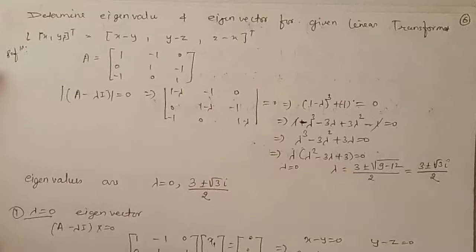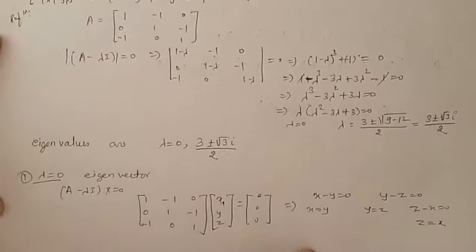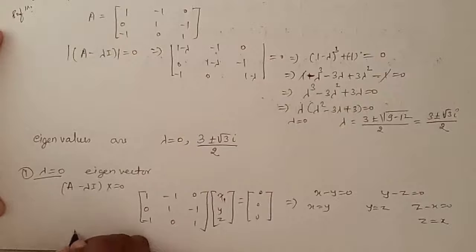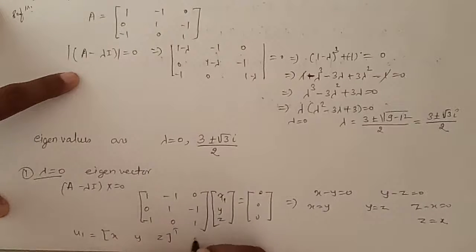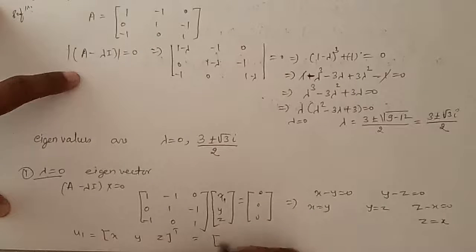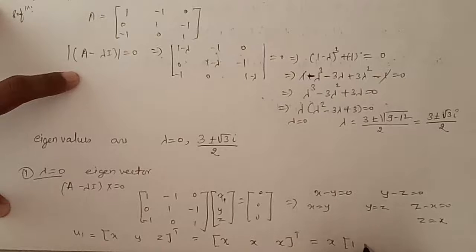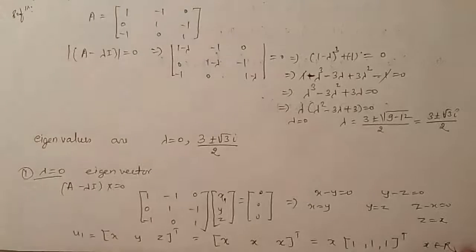So we can write u1 is equal to (x, y, z) transpose. I can replace any of these. So suppose I write x as x, y as x, and z as x transpose. So x outside (1, 1, 1) transpose, where x belongs to R. So this is our first vector for eigenvalue lambda is equal to 0.